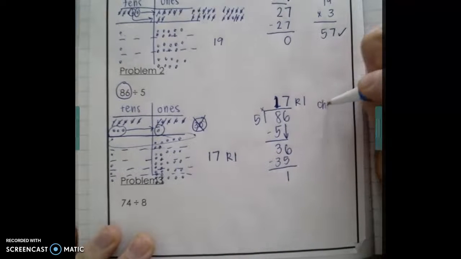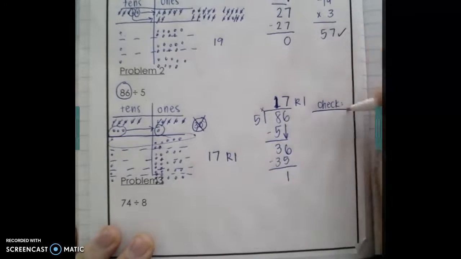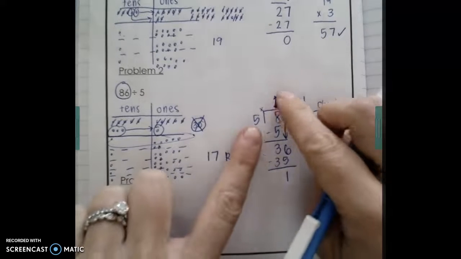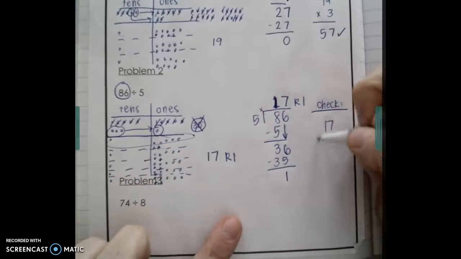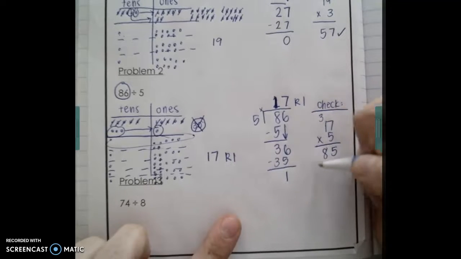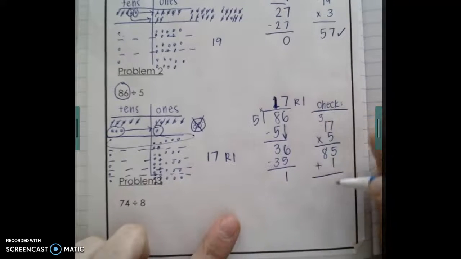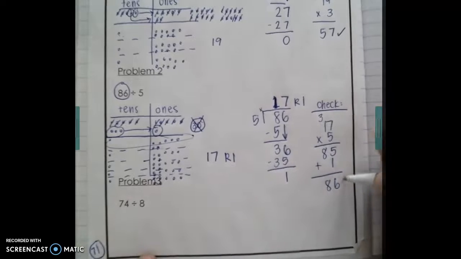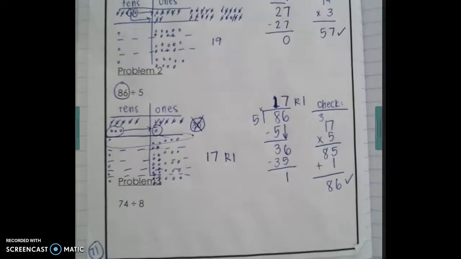Let's go ahead and check. I'm going to do my outside, so 17 times 5. I get 35, 5 plus 3, 8. And I add my remainder, which was just 1. So 86, which is what we had, so it checks out.